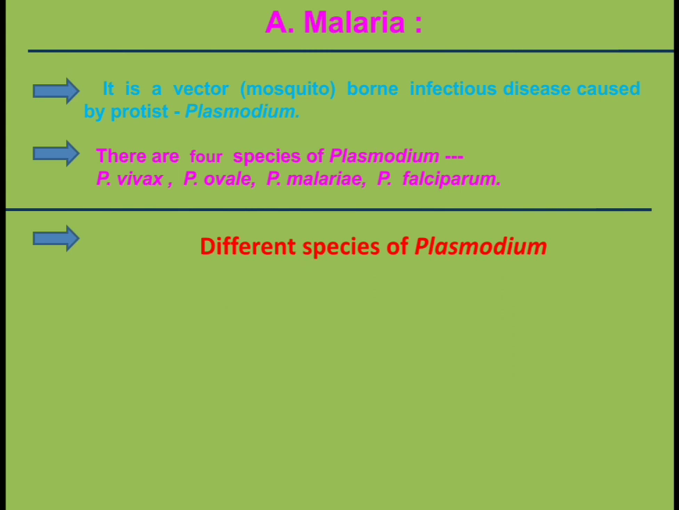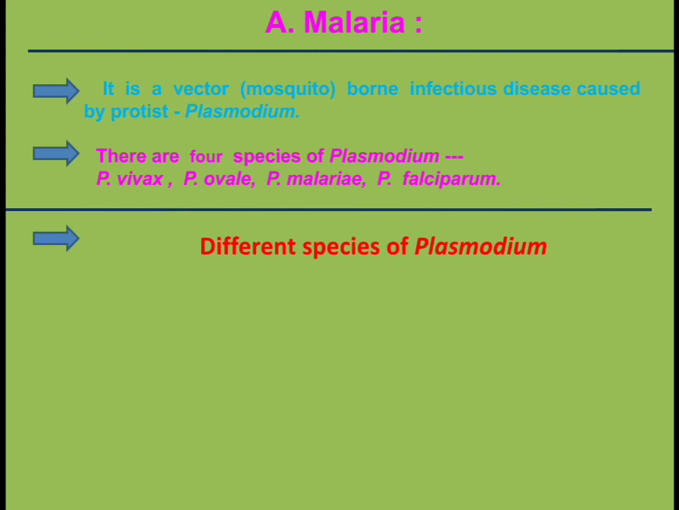The example of endoparasite we are discussing today is Plasmodium, a protozoan endoparasite which causes malaria, and it acts through a vector. The vector is the mosquito and the second host is the human being. Now we will discuss malaria. Malaria is a vector, that is mosquito borne, infectious disease caused by a protist, Plasmodium.